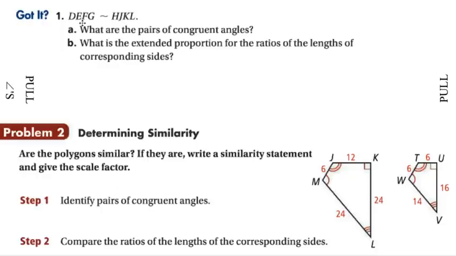Here's another one. Why don't you go ahead and try this one at the top of the page here. What are the pairs of congruent angles? And what is the extended proportion for the ratios of the lengths of corresponding sides? Go ahead and pause the video and write those statements out, and I will show you the answers when you come back.